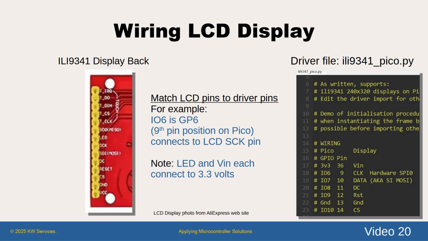This file describes the pin definitions for the ILI9341 driver file. Peter's mapping gives both the generic pin name and physical position. I found the names confusing at first, then I realized that, for example, IO6 was just the same as GP6.